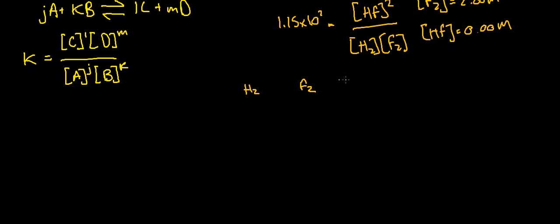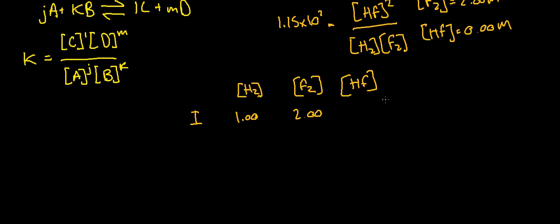H2, F2, HF. So I'll start out by writing the initial concentrations. 1, 2, 0. And now I'm going to do the change between this, and I guess I'll put right here as the equilibrium. This is going to be the net change.